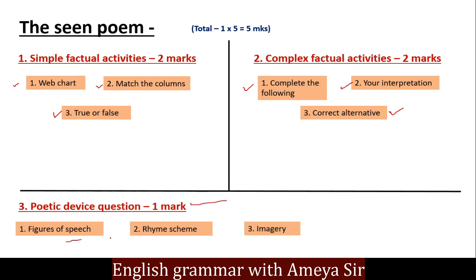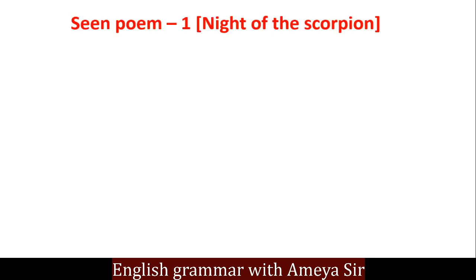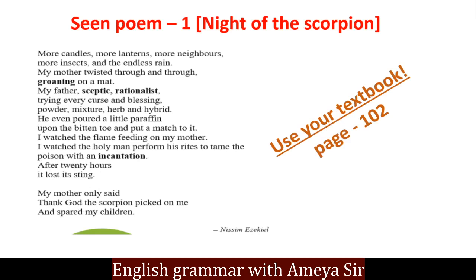That will include the figures of speech, rhyme scheme, imagery. Remember, it is exactly where you can recall everything from the theory. The figures of speech, rhyme scheme and imagery would have been taught to you, because these are seen poems. So if you have studied it thoroughly, there should be no problem in getting 5 out of 5 here.